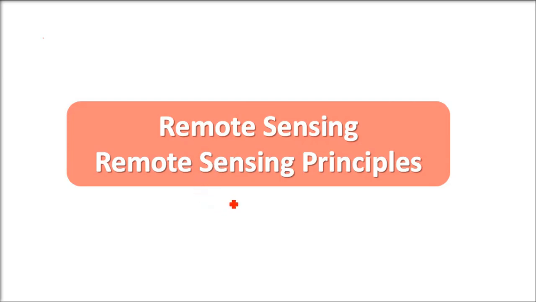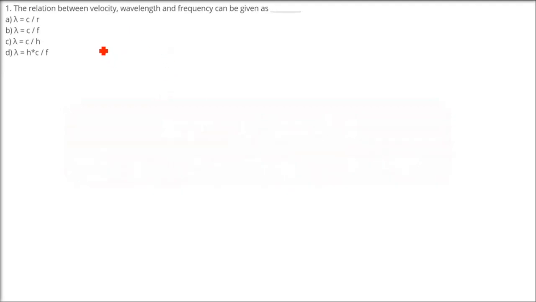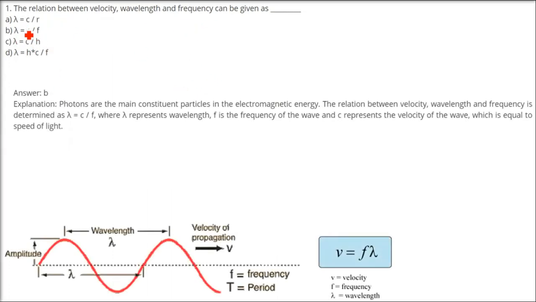We are discussing remote sensing. In these remote sensing principles, we are taking MCQs. We'll try to understand this concept using these MCQs. The first is: the relationship between velocity, wavelength and frequency can be given as. So what is the answer here?